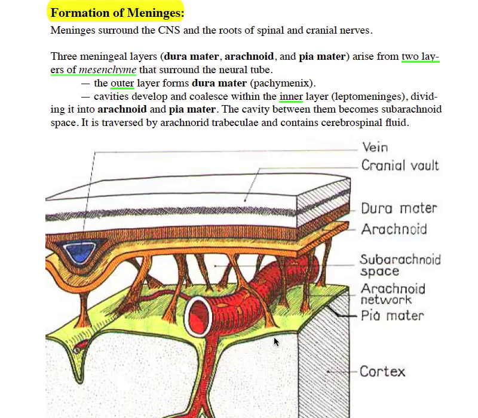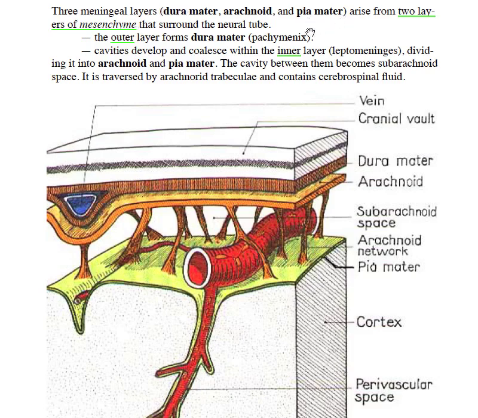So these three meninges come from two layers of mesenchyme that surround the developing nervous system. The outer layer becomes dura mater, also referred to as the pachymeninx, because it is a tough, highly collagenous layer. Meanwhile, the inner layer becomes the arachnoid and pia mater, and it becomes that because it undergoes a cavitation that creates two layers out of the one mesenchyme layer. This cavity between the arachnoid and pia mater, which develops by cavitation, becomes the subarachnoid space.